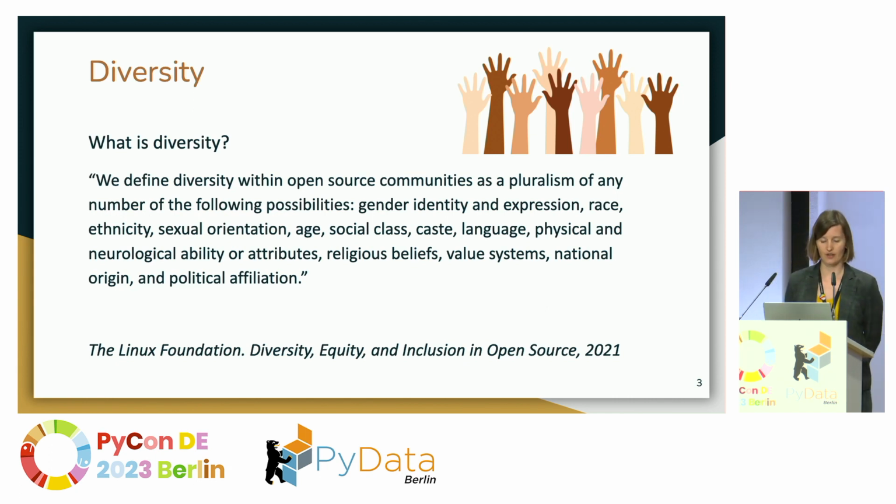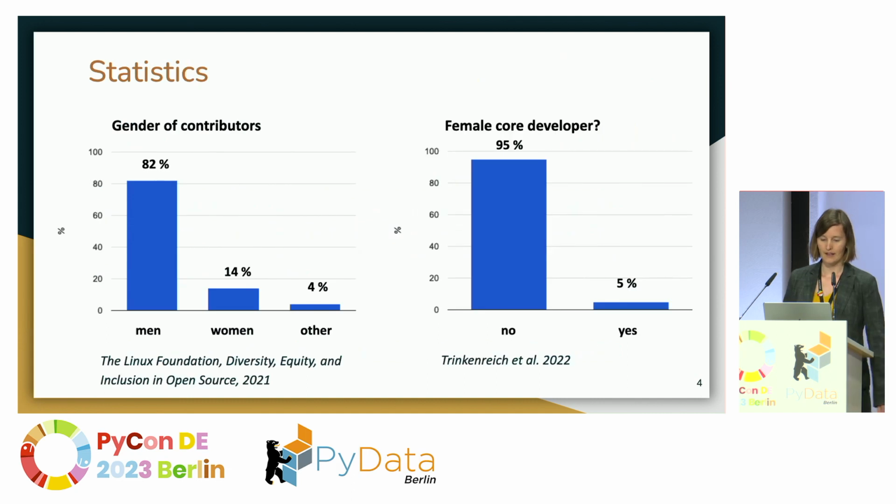Now that we have an understanding of what diversity is, let's look at the state of diversity in open source projects. Let's look at some data. The Linux Foundation did a survey, and they found that among open source contributors, 82% of people identify as male, 14% identify as female, and only 4% identify with other genders. And when you look at the number of female core developers among open source projects, you find that only 5% of open source projects actually have female core developers.